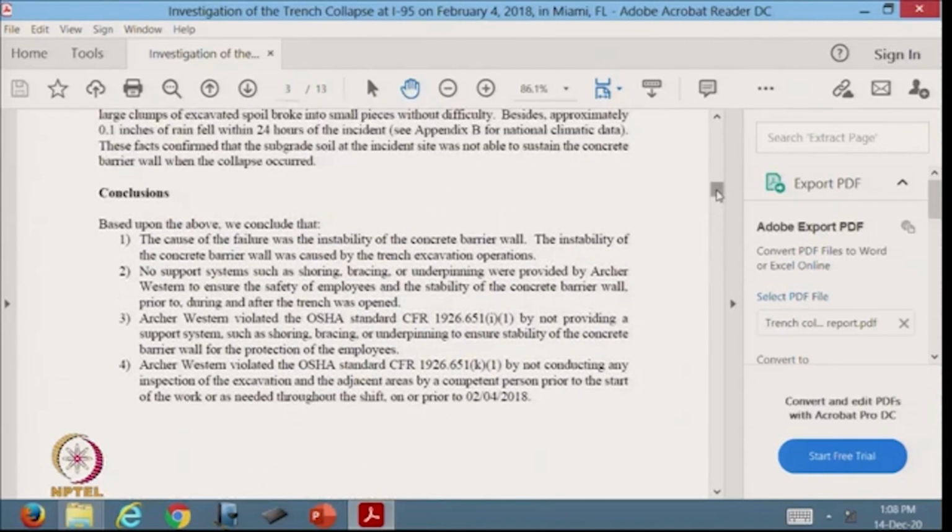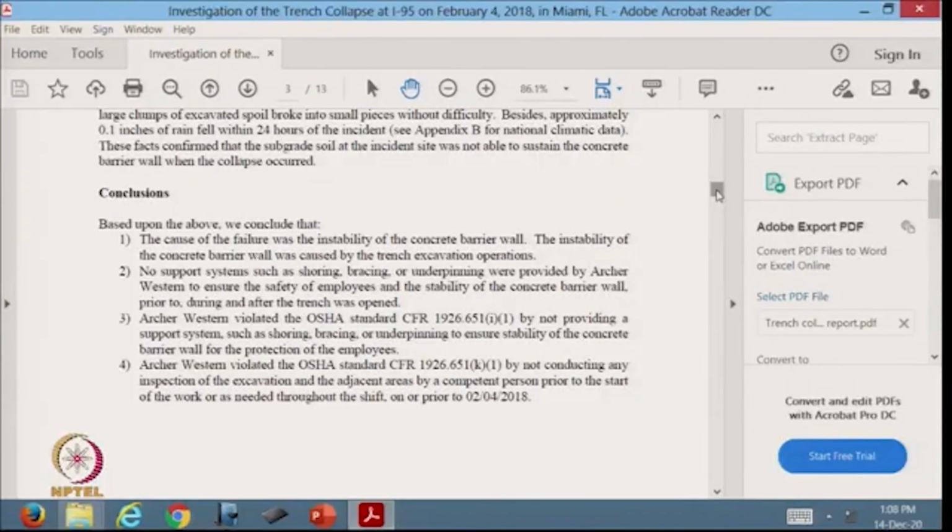A lot of further investigation happened on soil samples, interviews, everything, and the final conclusion was that the cause of the failure was instability of the concrete barrier wall, and the instability was caused by trench excavation operations. These workers wanted to lay the pipes, so they did an excavation, but the trench was not that safe, and they also failed to do underpinning of the concrete barrier wall. So as a result, the accident took place.